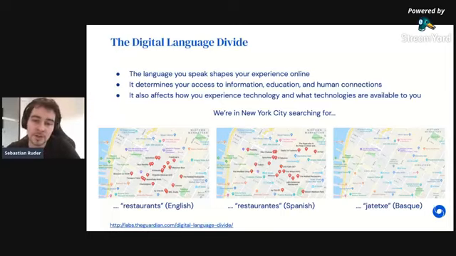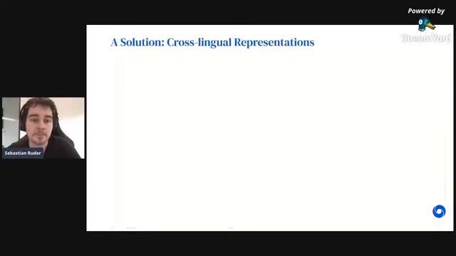And you can imagine here, given that this is a problem for a European language such as Basque, and even with information that should be readily available, such as information about restaurants, how big of an issue that might be for most of the languages in the world, and for information that is a lot more critical, such as information related to healthcare potentially.